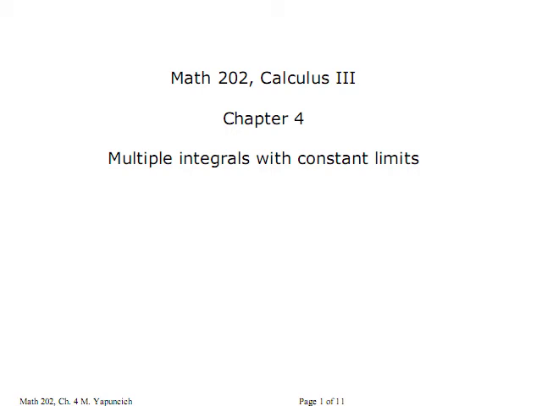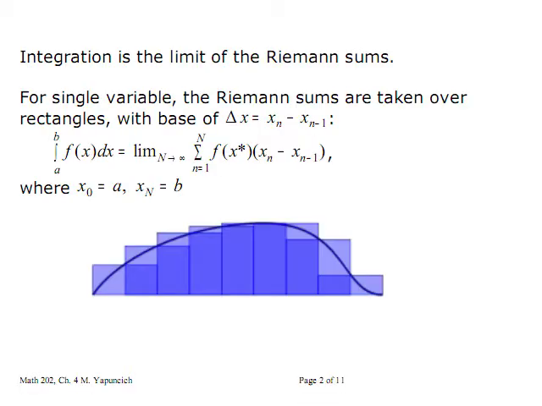This is the first lecture for Chapter 4, and it is on multiple integration. In this case, we'll start with integrals that have constant limits. Recall from functions of a single variable that the integration is a limit of the Riemann sums. And the Riemann sums are the sum of the areas of rectangles that approximate the function.